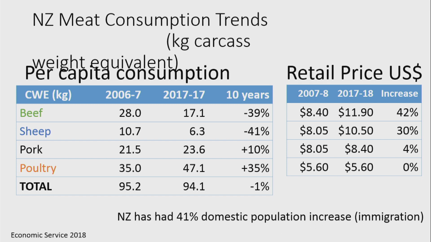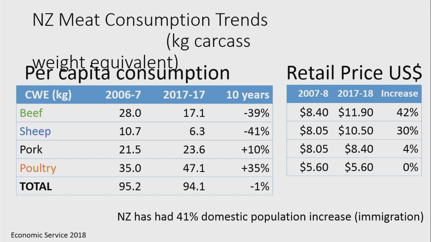And the average consumption of sheep meat in New Zealand, this is in carcass weight equivalents, is only 6.3 kilos of carcass. And since probably about half of that is bone, the average New Zealander is now only eating about 3 kilos of lamb meat. And part of the reason for that is because of the retail price increase for beef and sheep relative to what has happened in pork and poultry.